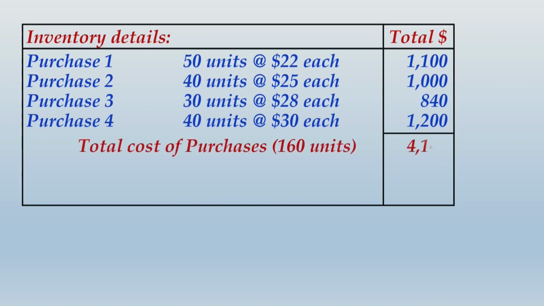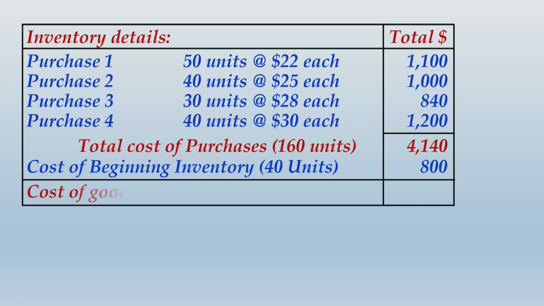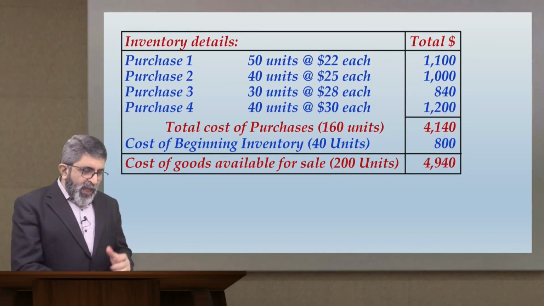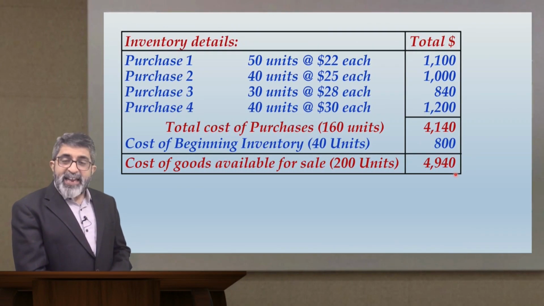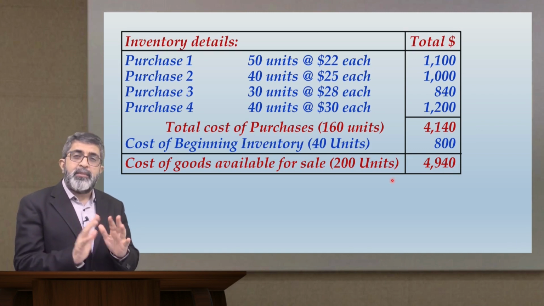The total cost of purchase of 160 units is coming to $4,140, and to this we add the cost of beginning inventory, that is 40 units, which is informed to you as $800. So the cost of goods available for sale, that is in total 200 units, will be $4,940. Now what you need to understand is, you have $4,940 as the total cost of the 200 units available for sale.